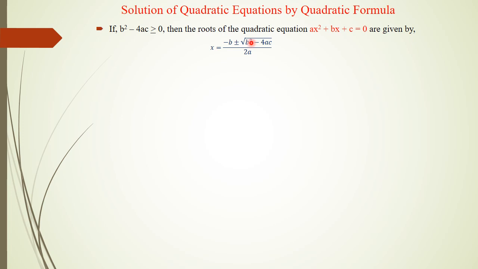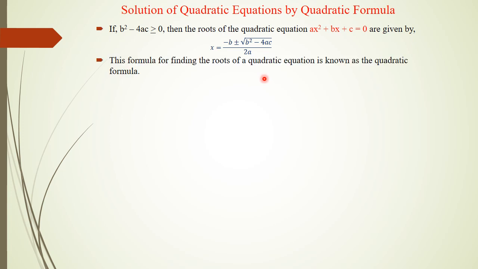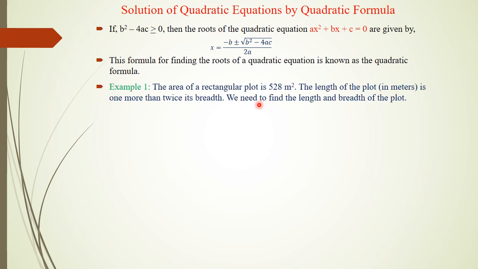Right now in class 10 you don't have concept of imaginary numbers, so you need not worry about that. Only thing you need to remember is b square minus 4ac should be greater than or equal to 0 here. Now this is the quadratic formula that we have. This formula for finding the roots of quadratic equation is known as quadratic formula. Remember that if in question anywhere it is asked, write quadratic formula, you need to write this formula.